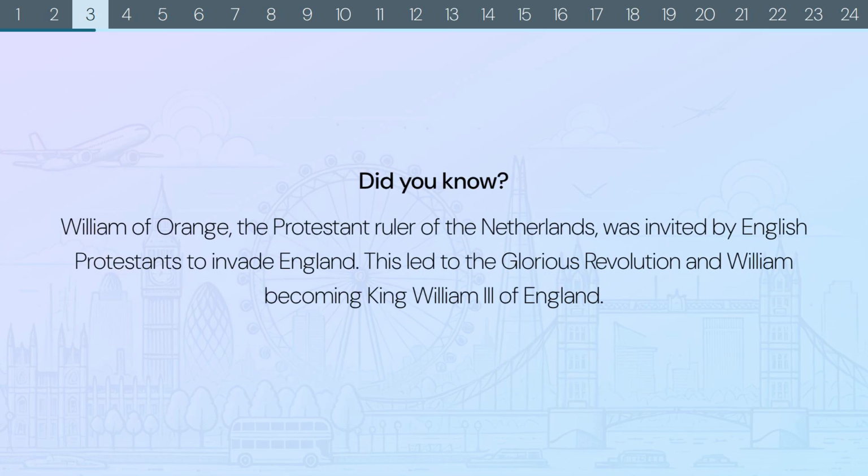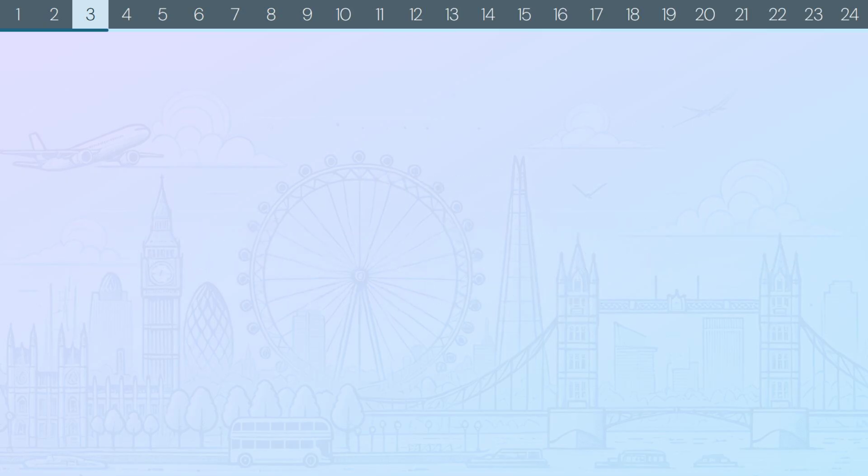Did you know? William of Orange, the Protestant ruler of the Netherlands, was invited by English Protestants to invade England. This led to the Glorious Revolution, and William becoming King William III of England.